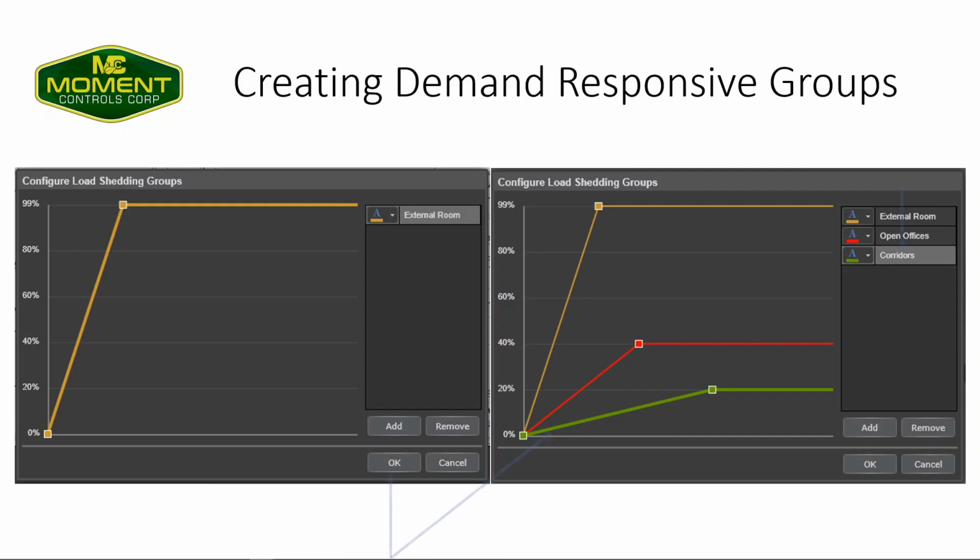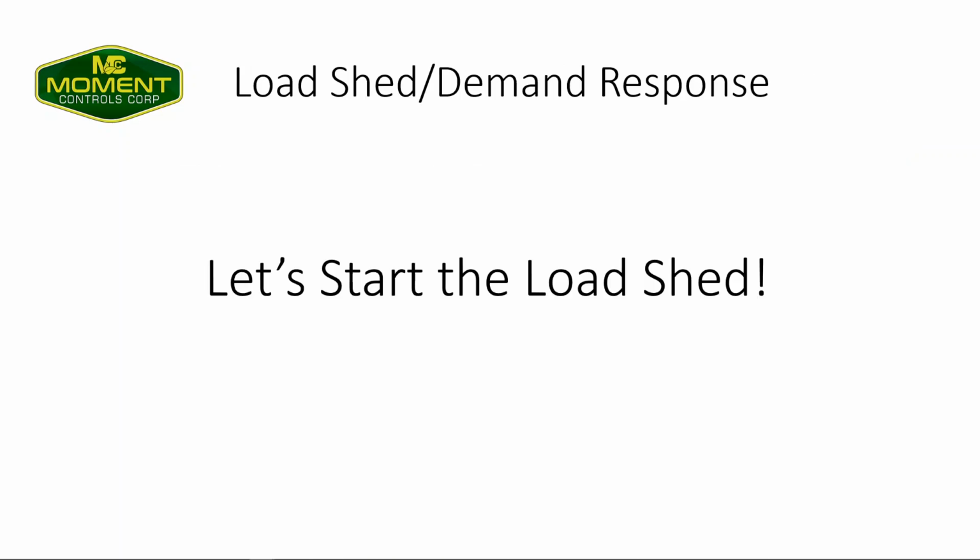The image to the right shows various other groups that have been added for illustrative purposes. I've added the open offices group and the corridors group. Note that the first priority in this case would be the external room because it's closest to the 0 point of the x-axis. Moving to the right, the next one would be the open offices, which dims to a maximum of 40%. Then, lastly, it will be the corridors priority, which dims to a maximum of 20%. First priority, second priority, third priority. Let's start the shed.